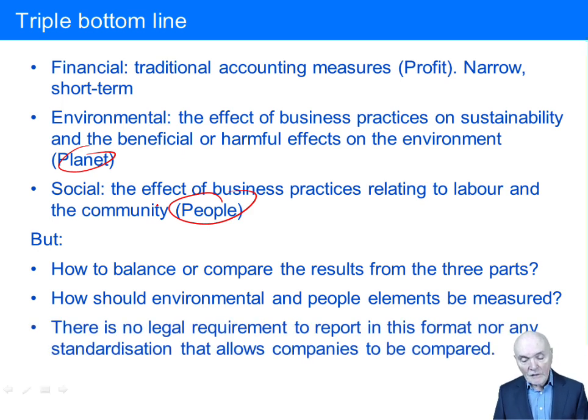And third, this is very much voluntary. There is no legal requirement as yet to report in this format, nor any standardization between companies which would allow these measures to be compared. So they were difficult to standardize, to measure. Different companies would come up with different definitions of what they meant by pollution, or what they meant by happy workforce, fair practice in the workforce, and so on. But if every company is doing it slightly differently, it's going to be really quite difficult to decide which one is the best.